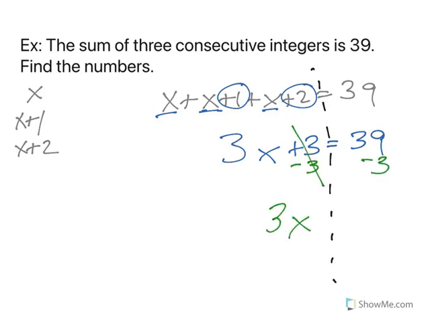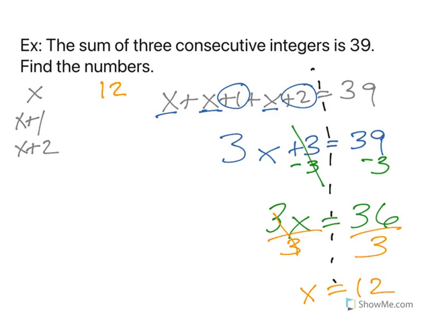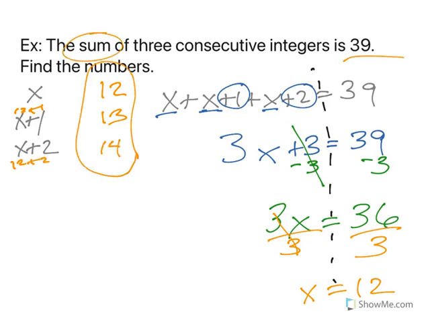3 minus 3 is 0. I'm left with 3x equals 36. Divide both sides by 3. You'll see the process is basically the same, but now we know that x is 12. 12 plus 1 gives me 13, and 12 plus 2 gives me 14. These three numbers together give me a sum of 39, and they're consecutive integers.